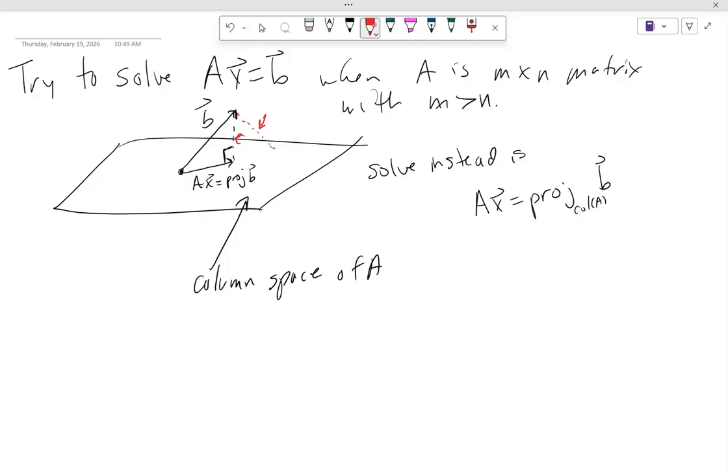And distance has something to do with sums of squares. So that's why it's least squares. That's where the name comes from. Okay.